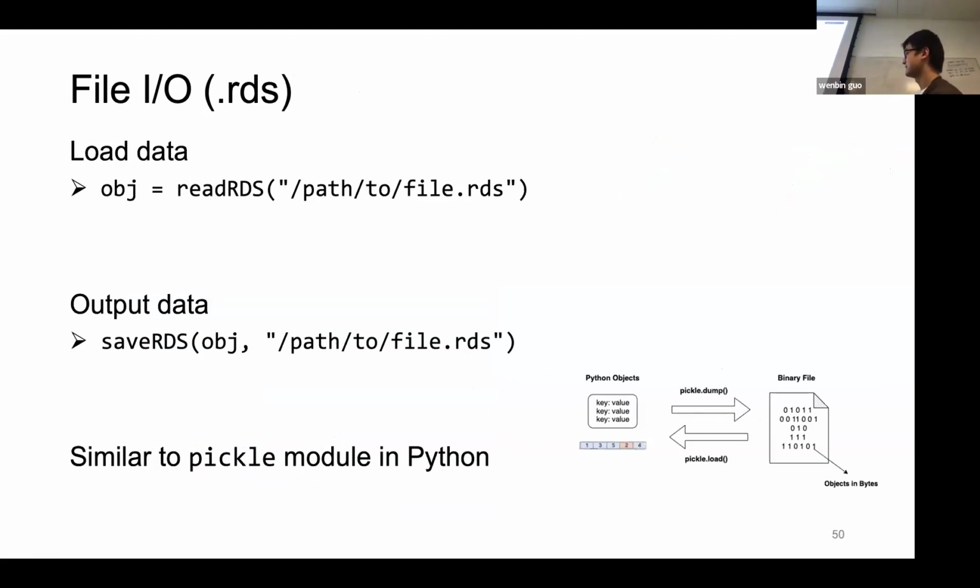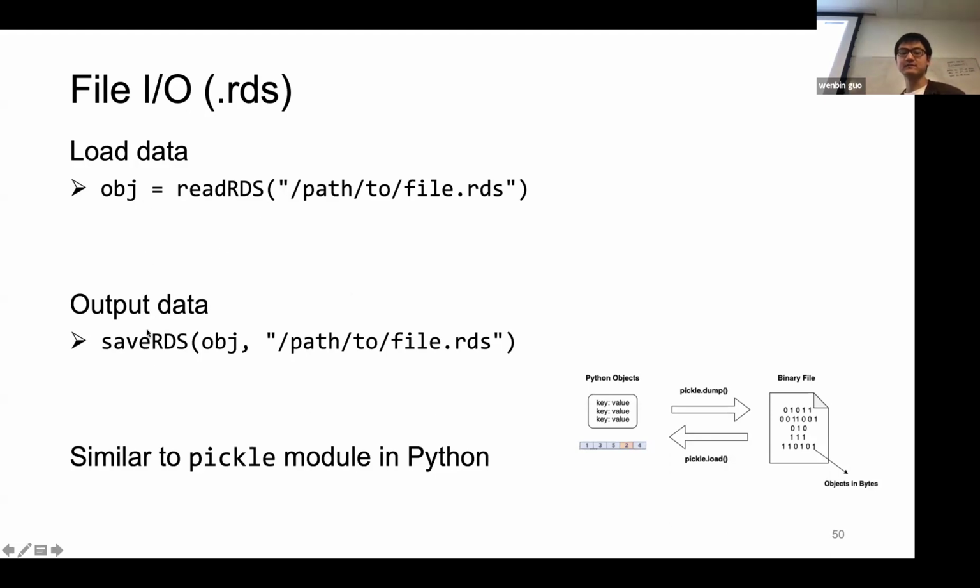So besides writing to a TXT file, sometimes we also have some intermediate data to use. For example, one of my favorites is RDS. You can consider it very similar to Python's Pickle module. You can save some data into an intermediate form, and when you want to use it again, you can just load that intermediate data into your environment. So you can use readRDS or saveRDS to do that.